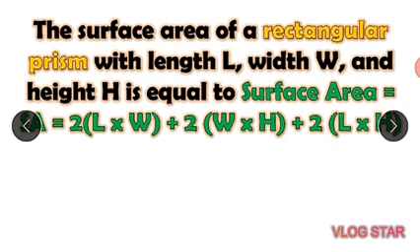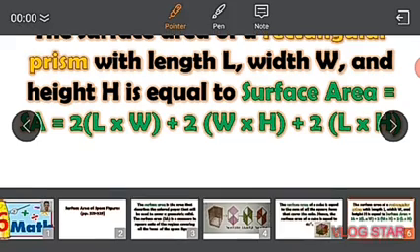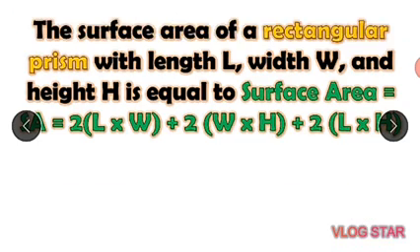A rectangular prism has 6 faces, but the top and the bottom faces are equal. The left and right are equal. Same with back and front; back and front are equal. So that's why these are each multiplied by 2.